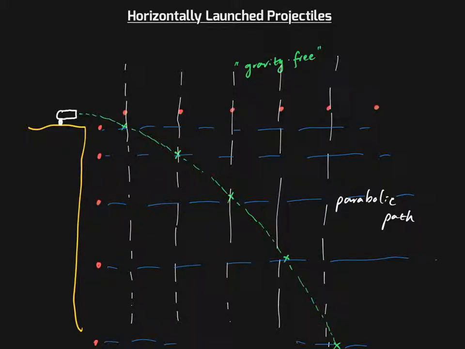Okay, so the big takeaway from horizontally launched projectiles is in our horizontal direction, our velocity is constant. Therefore, in each time interval, that distance covered or that distance traveled is constant. In our vertical direction, our velocity is non-constant. We have acceleration, and that acceleration is 9.8 meters per second squared. So therefore, our distance traveled in each time interval is increasing.